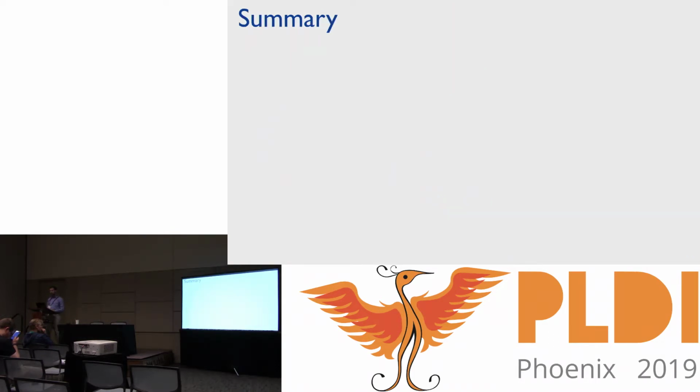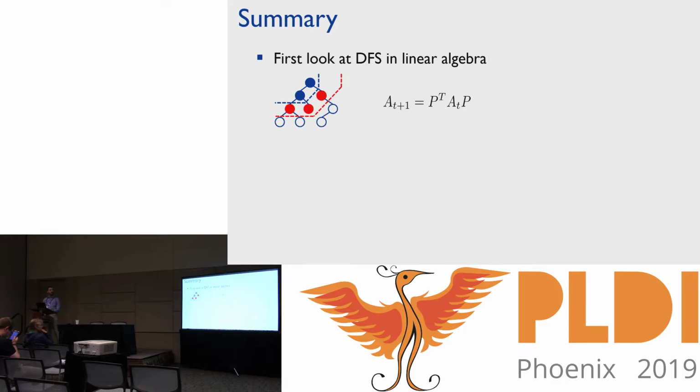So let me summarize this work. This is work in progress, and it represents a first look at how to perform DFS using the language of linear algebra. I would say that the key concept is that permutations play the part of sorting components, and therefore, the moment we want to apply sorting, we can do this by constructing appropriate permutations.